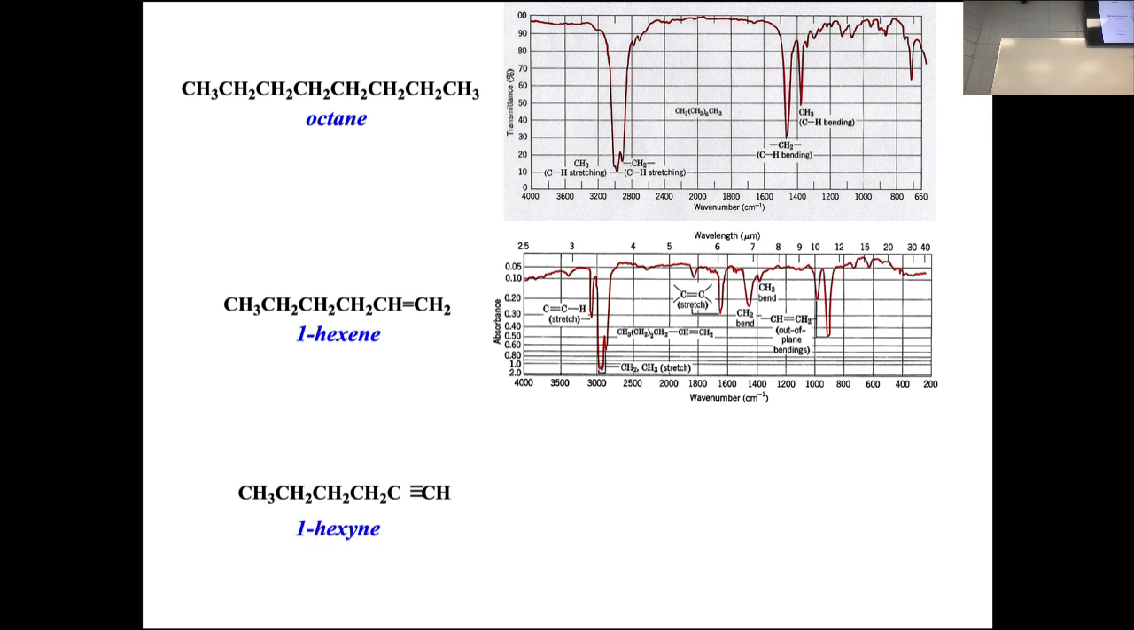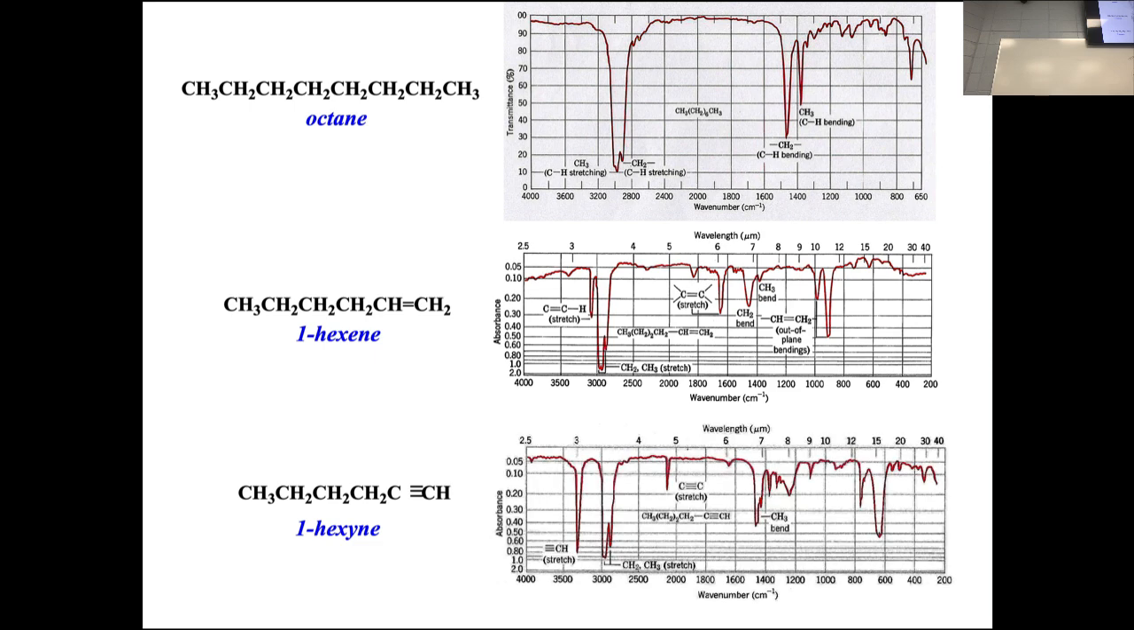And what do we think for hexyne? We're going to see something in the sp region. Yeah, we're no longer going to see anything in the sp2 region. What's the hydrogen region going to look like? Well, it's a terminal alkyne, so that hydrogen's going to be even further towards 4,000, right? So that's what we're going to see.